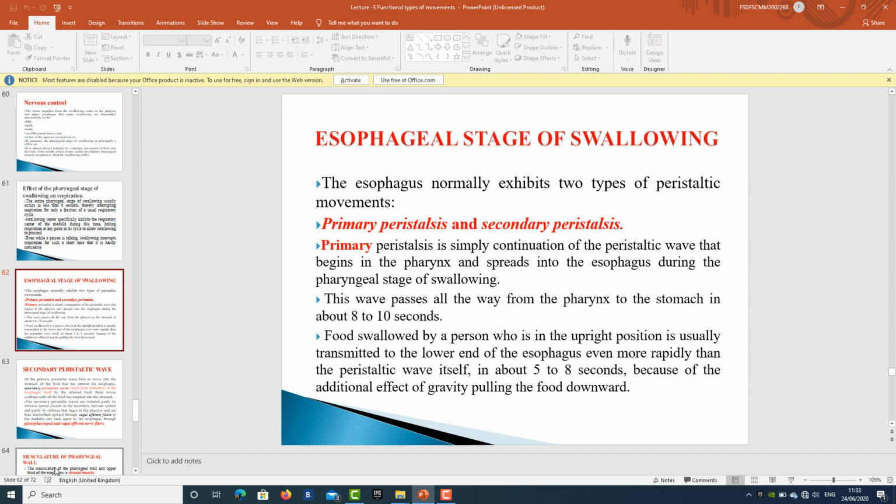Now, the food which is swallowed by a person who is in the upright position is usually transmitted to the lower end of esophagus even more rapidly than the peristaltic wave itself, in about 5 to 8 seconds, because of the additional effect of gravity pulling the food downward.